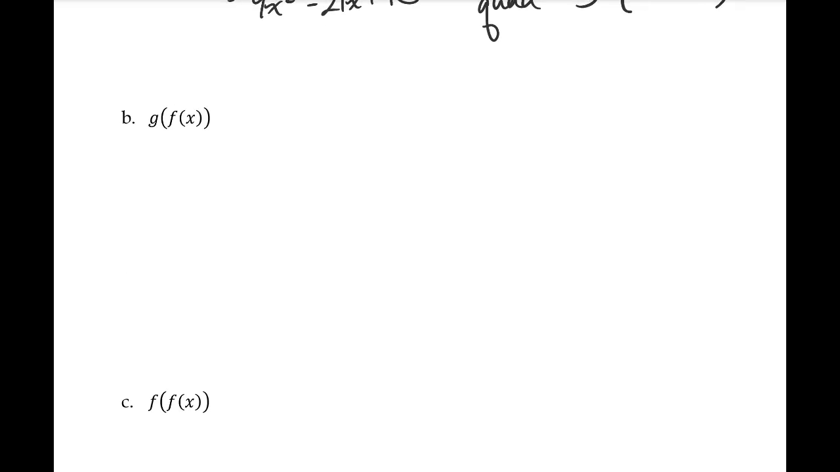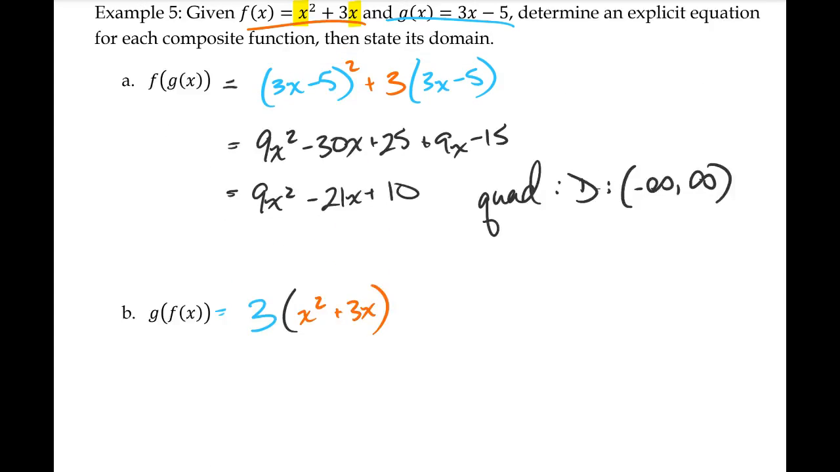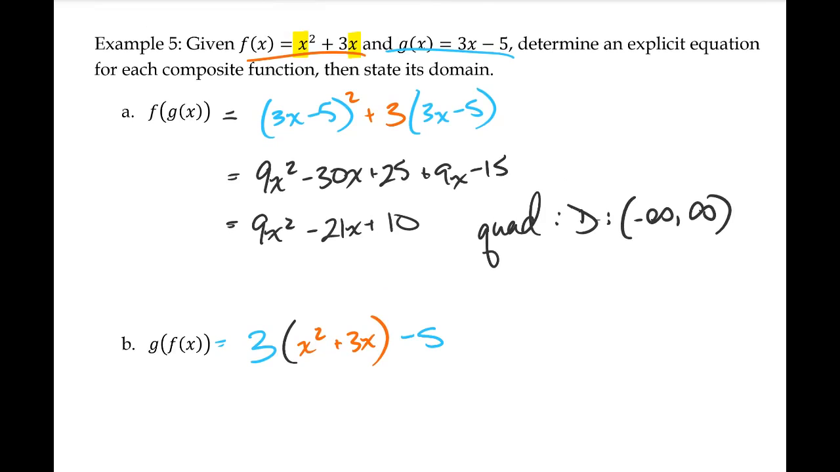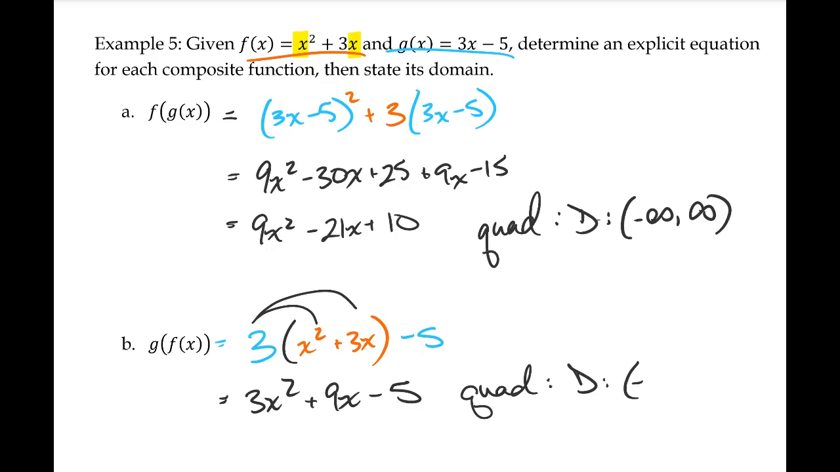Okay, g of f of x. So again, I'll color code it. So it's 3. In lieu of x, we're going to write x squared plus 3x, minus 5. Okay, so again, we can simplify this. 3x squared plus 9x minus 5. Again, only distribute into the brackets. And so again, we're dealing with a quadratic. And so our domain would be negative infinity to positive infinity.